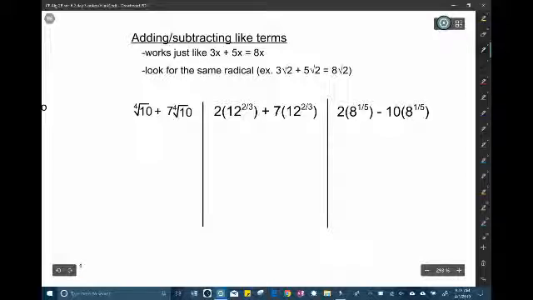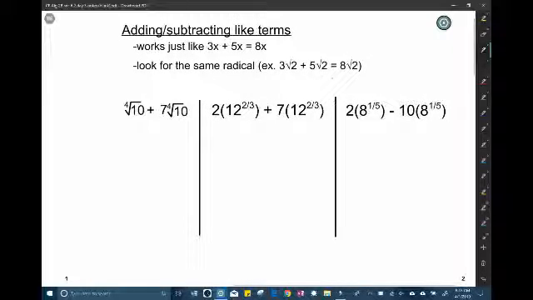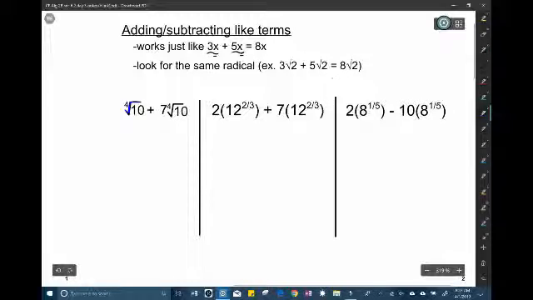Just like if you have 3x plus 5x equals 8x, you can add like terms, and you can think of radicals as like terms. Here we have a fourth root of 10 and 7 fourth roots of 10. If you have the same root, you simply can add them, and in this case 1 plus 7 is just 8 fourth roots of 10.